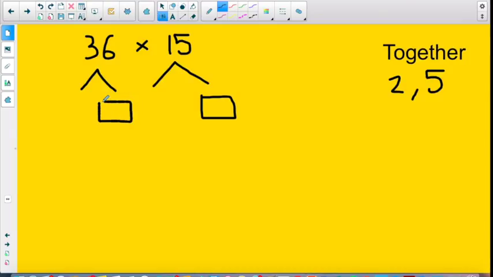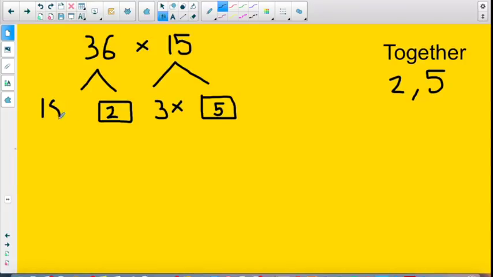Can you tell me where the 2 and the 5 are going to go? Okay, I hope you worked out 5 could go here. 5 can definitely be a factor of 15. That would be 3 times 5, wouldn't it? 3 times 5. And 2 can go over here. 2 can be a factor of 36, and that's going to be 18 times 2.